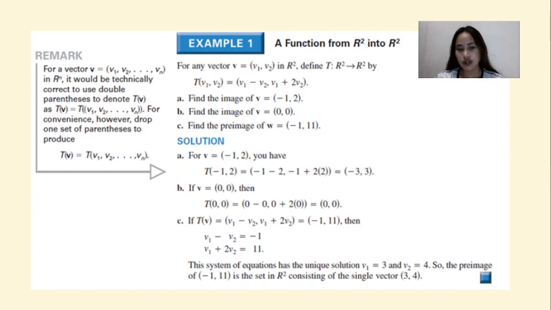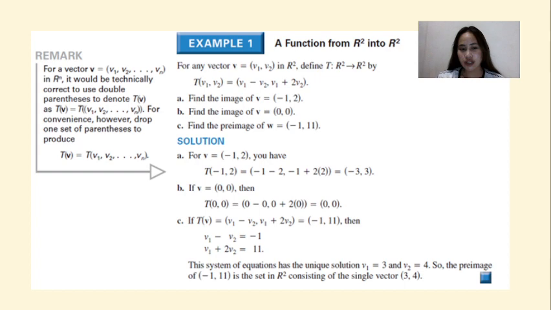We have here an example, letter A. Find the image of V where V equals negative 1 and 2. Our solution can be seen in the presentation. For V equal to negative 1 and 2, our V1 is negative 1 and our V2 is 2. So we just substitute.